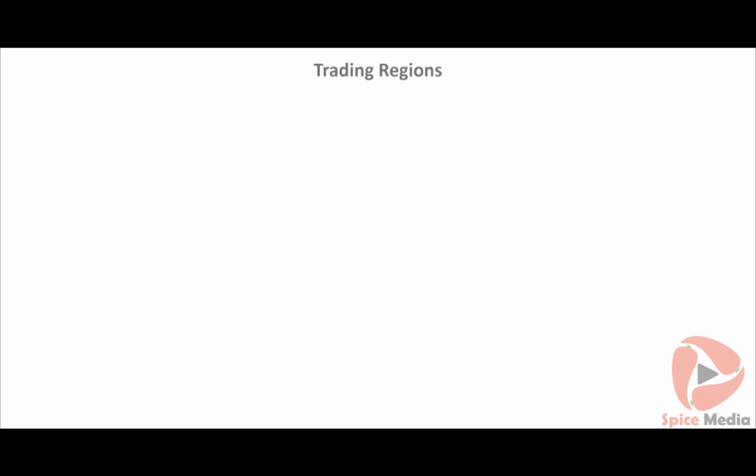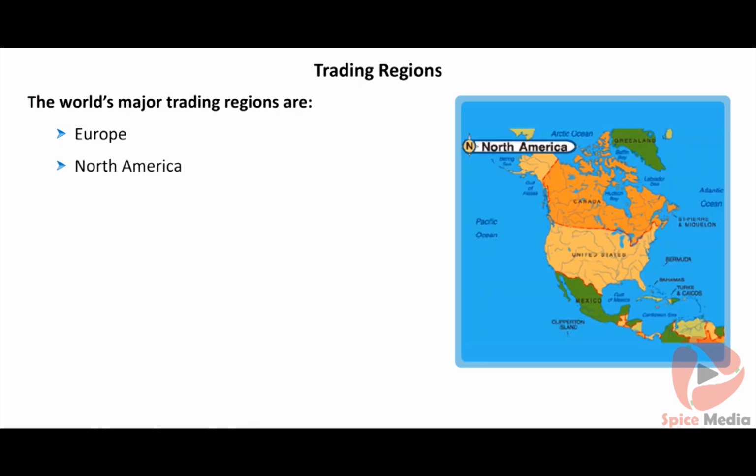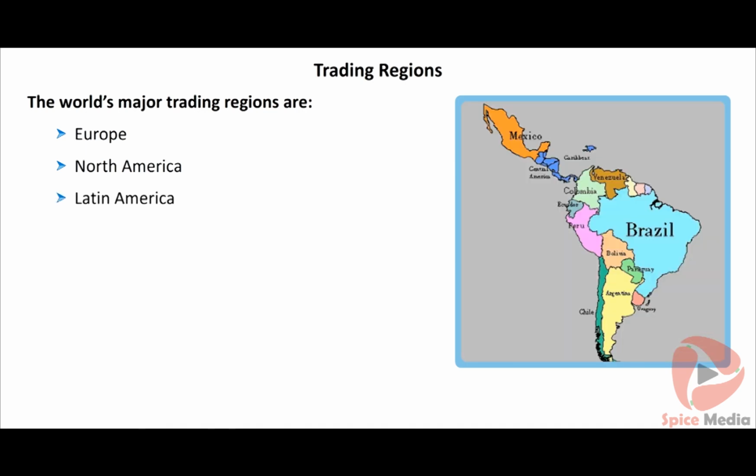rubber and tin. The world's major trading regions are Europe, the highly industrialized region of the world which handles 30% of the world trade, and exports mainly finished or semi-finished products. North America. USA and Canada export machinery, automobiles and chemicals. Latin America. The Caribbean islands and Central and South American countries are the exporters of foodstuffs and raw materials.